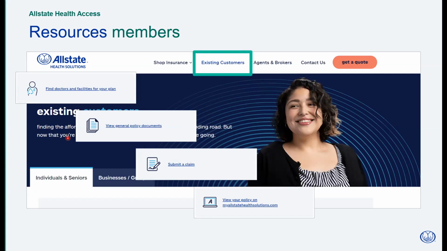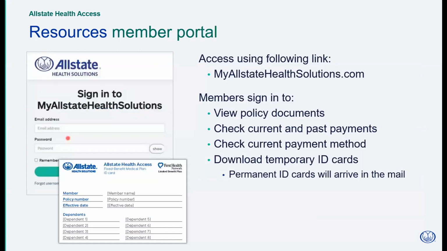Next, we have the existing customer portal that is used for our clients. That's where they can go and find doctor offices and facilities that are within their network. They can get general policy documentation, those claim forms I mentioned earlier for prescriptions. This is where they're going to go to find those claim forms. And last but not least, when you are enrolling them, they're going to go to their member portal in order to complete that enrollment by authorizing the payment on this site, as well as agreeing to the terms of the policy.